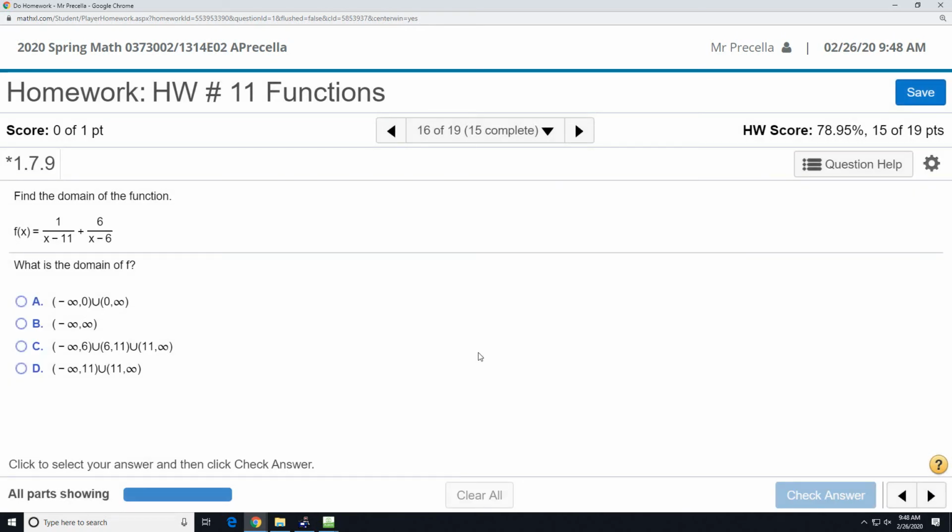Number 16 isn't one of them. Number 16 is another multiple choice one. Let me write it down. F of x equals 1 over x minus 11 plus 6 over x minus 6.